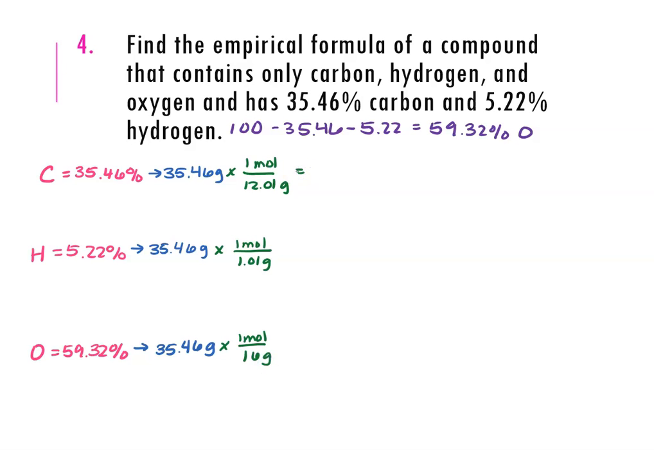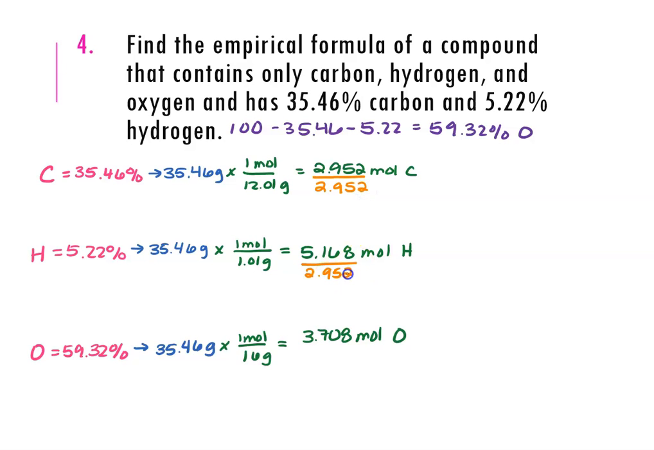When we do this, we get 2.952 moles of carbon, 5.168 moles of hydrogen, and 3.708 moles of oxygen. Now we divide by the smallest. The smallest value here is 2.952, so I will divide all of these by 2.952. So I get 1 carbon, 1.75 hydrogen, and 1.25 oxygen.